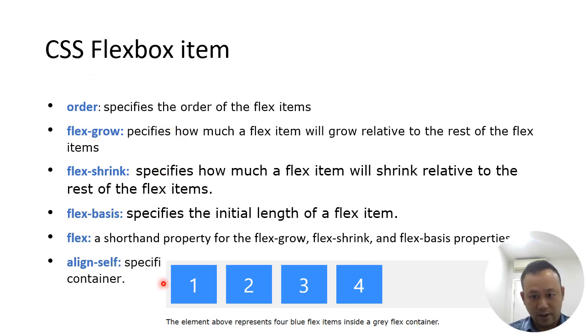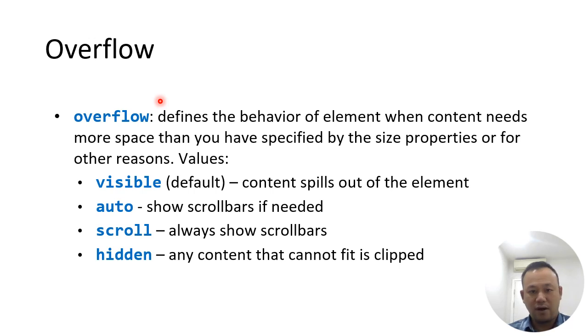So we also have many things like this: order, flex-row, flex-shrink, flex-basis, and align-cells. Okay. For overflow, overflow defines the behavior of an element when the content takes more space than you have specified by the size property.